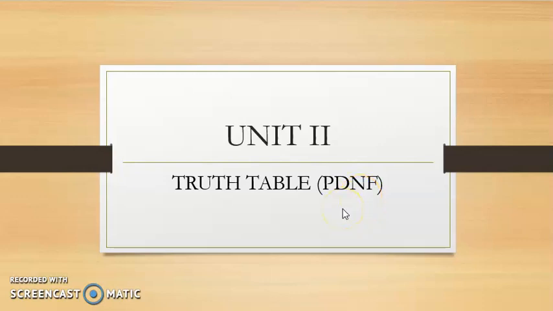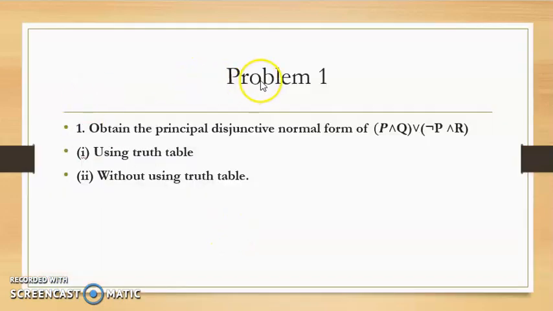Hi everyone, in this video we are going to see what a PDNF is, and we are going to learn to write the PDNF by using a truth table. Problem 1: Obtain the principal disjunctive normal form of (P and Q) or (not P and R). First, using a truth table we have to find the PDNF, and next we should form the PDNF without using a truth table.